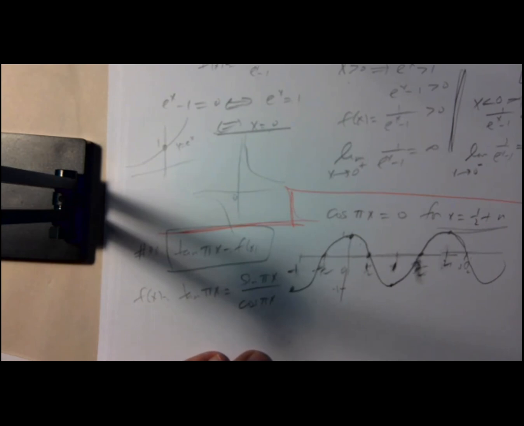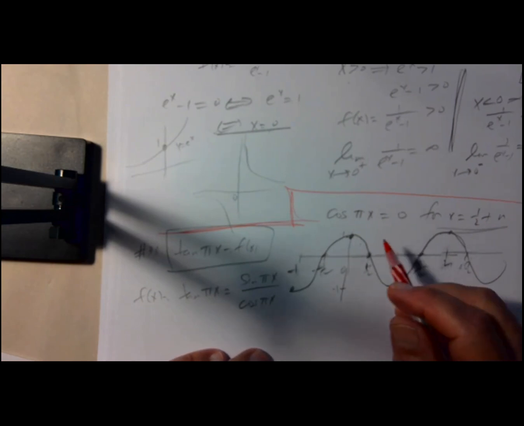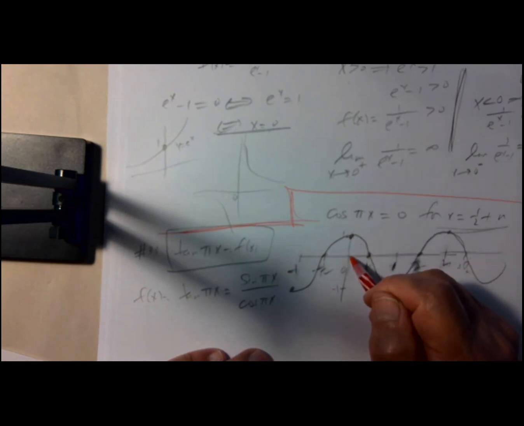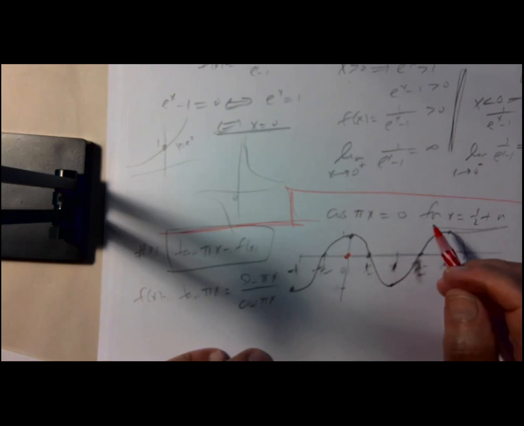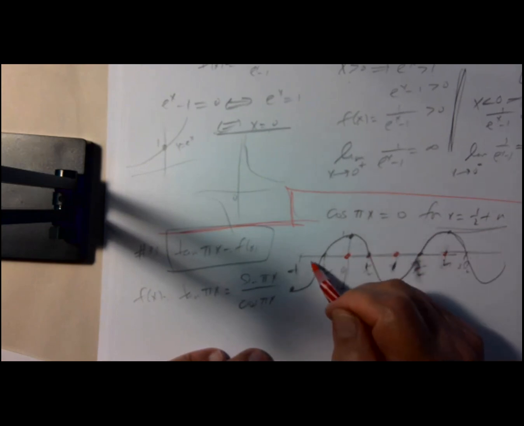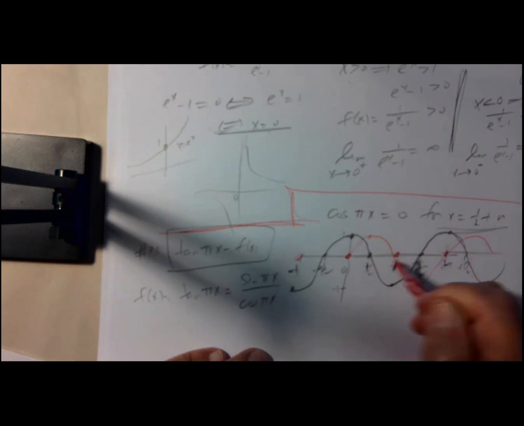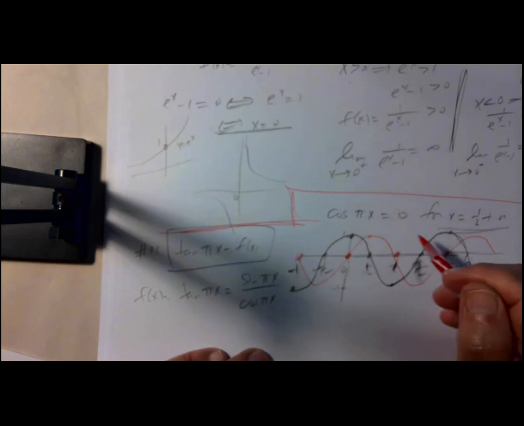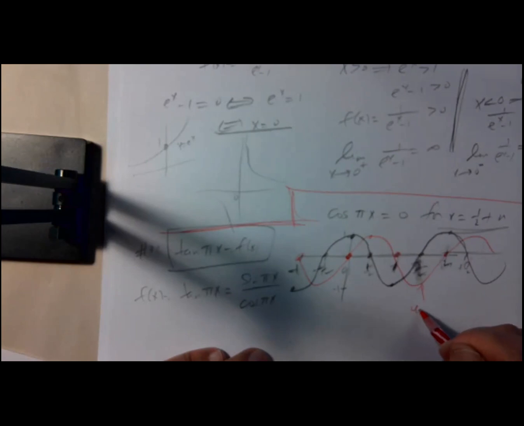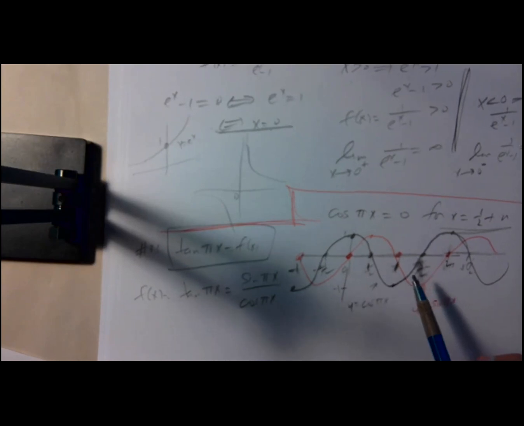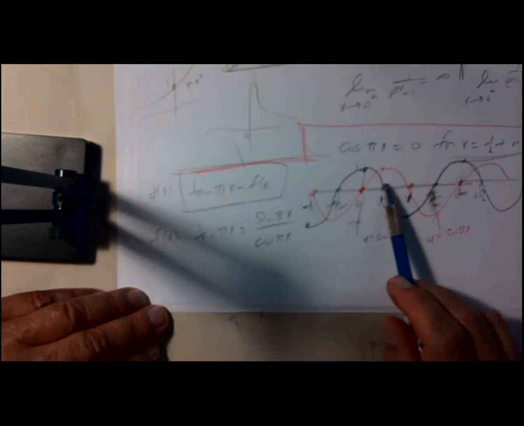What does the graph of the sine of pi x look like? The sine of any integer multiple of pi is 0, and the graph of the sine looks like that. This is the graph of y equals sine of pi x. This is the graph of y equals cosine of pi x. So let's just look at this point, one half.